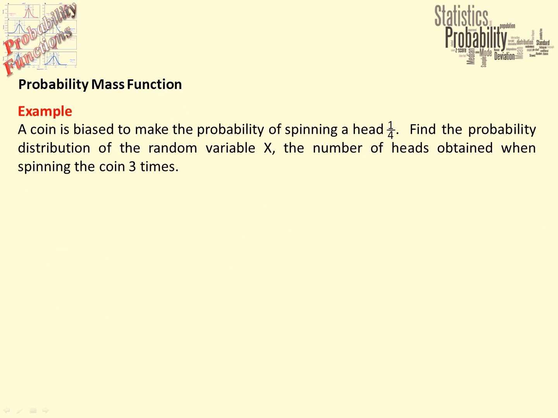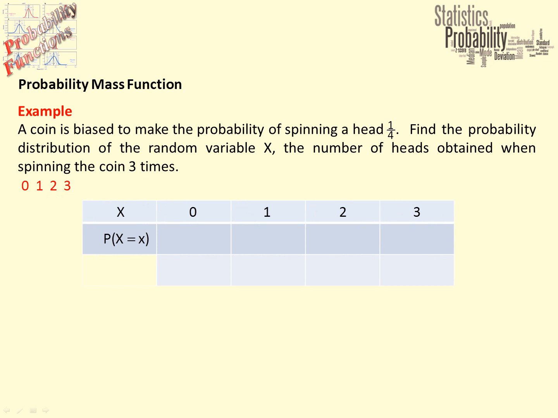Let's look at an example. A coin is biased to make the probability of spinning a head a quarter. Interesting coin. Find the probability distribution of the random variable X, the number of heads obtained when spinning the coin 3 times. So we've already had that. There we are, 0 to 3. Now we have to find the probability distribution. When you find the probability distribution, you have to give the probability of every one of the discrete outcomes.